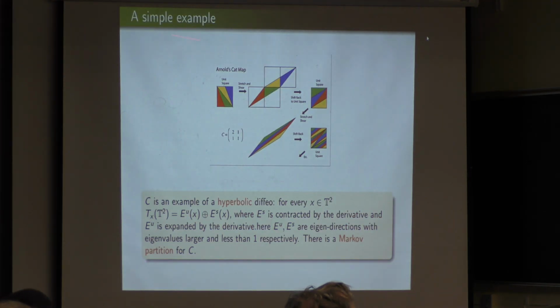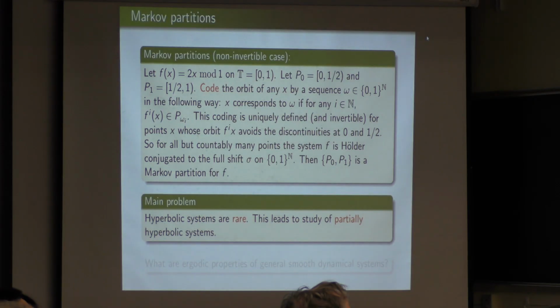And it turns out that if you do that for the 2, 1, 1, 1 map, and you code every point, you won't get the full shift. Now it's invertible, so your ideal situation would be if you got the full shift, but you don't get it, and that's why I decided to give you this map. Because here you really get a full shift, so it's simple.